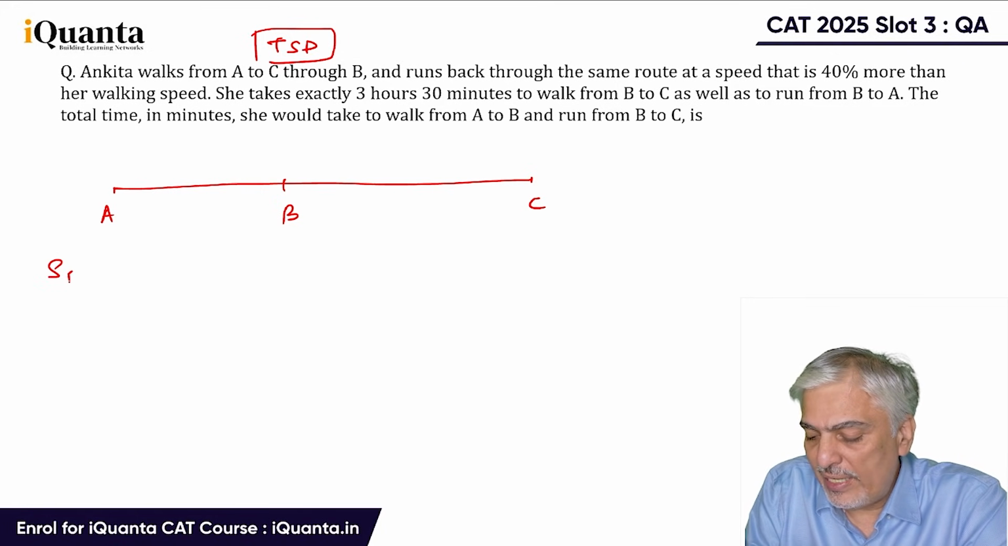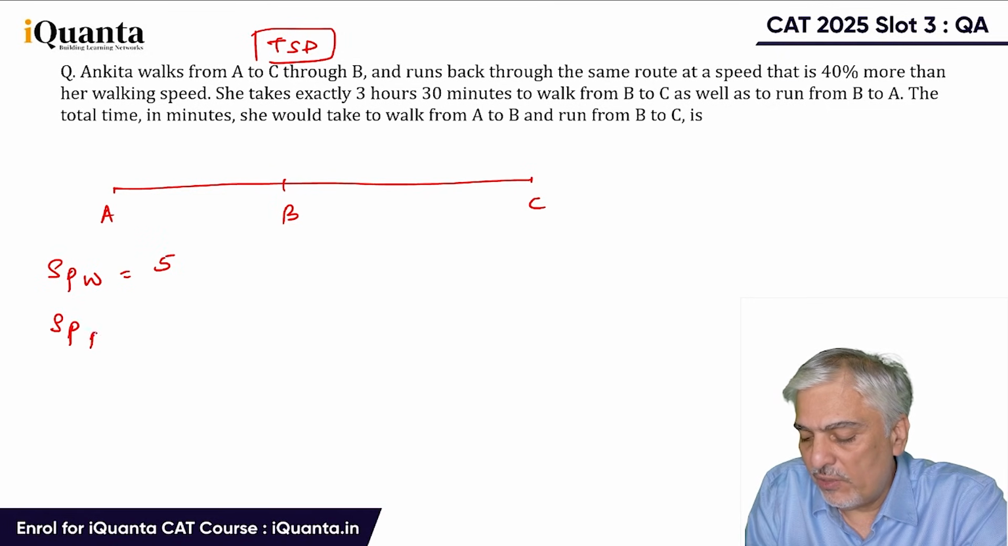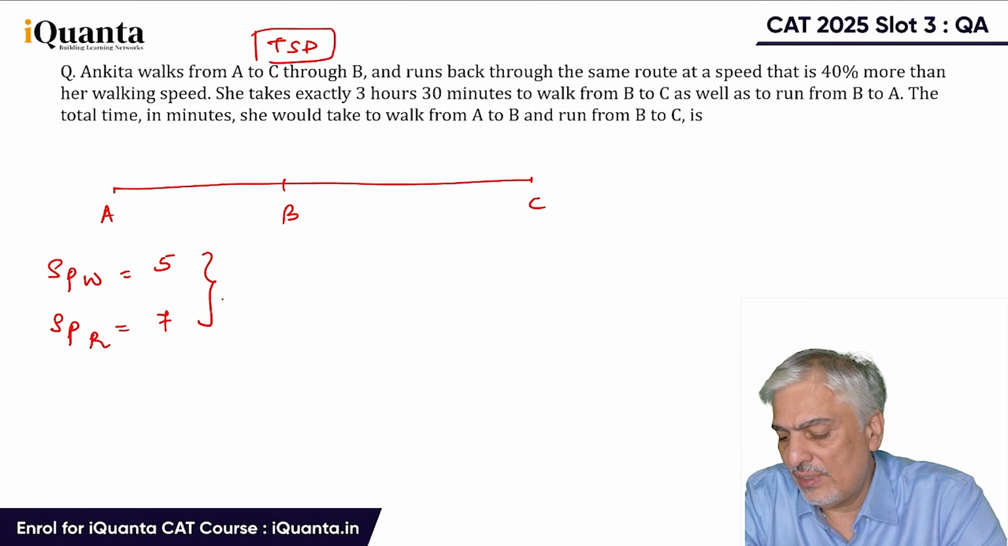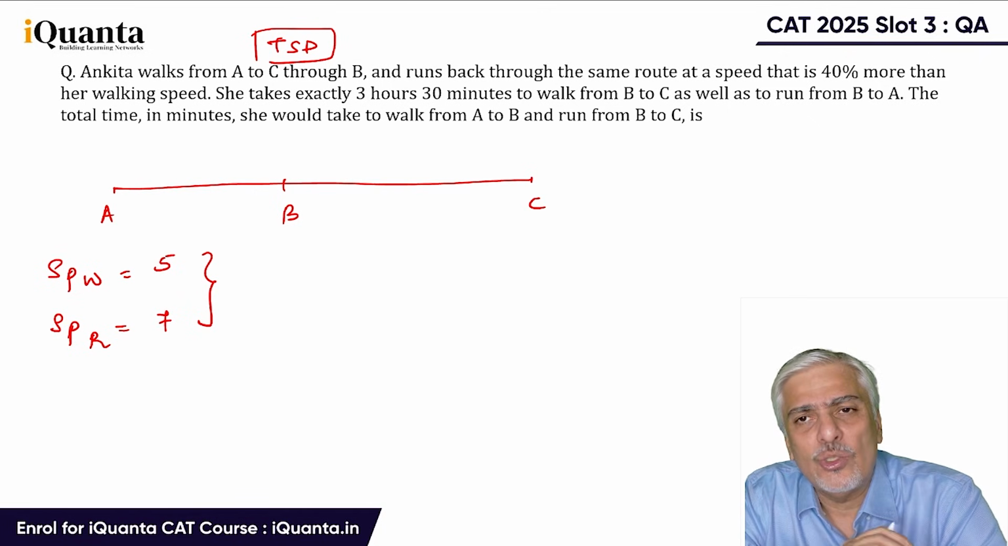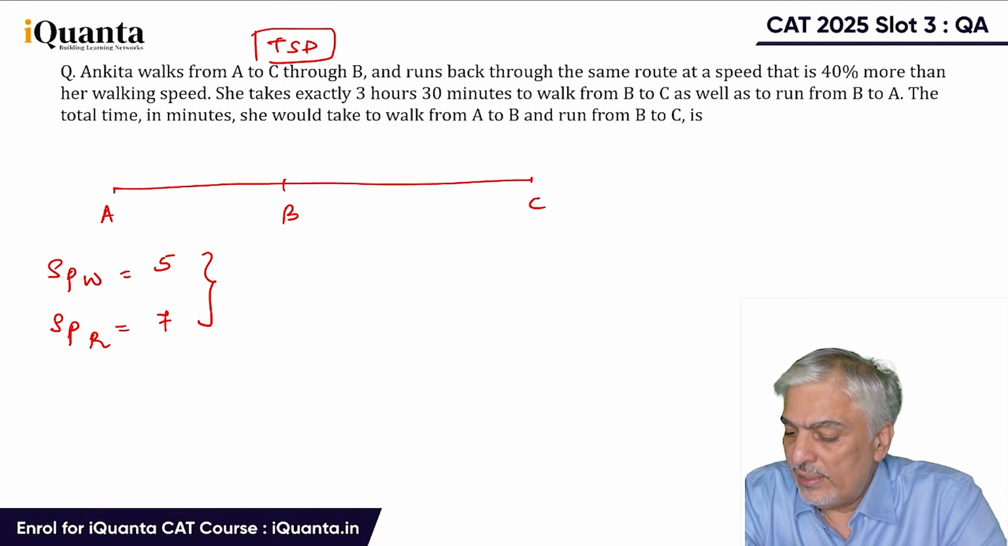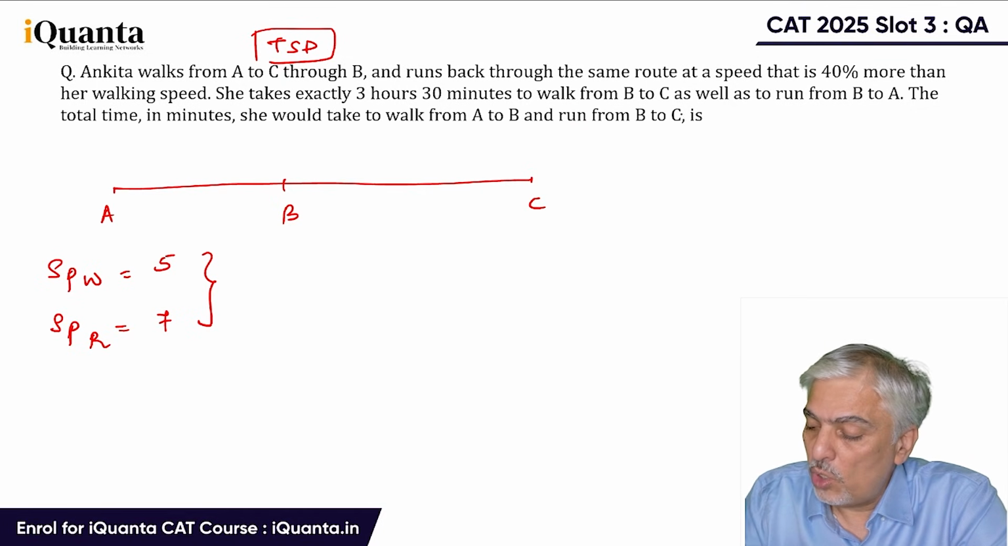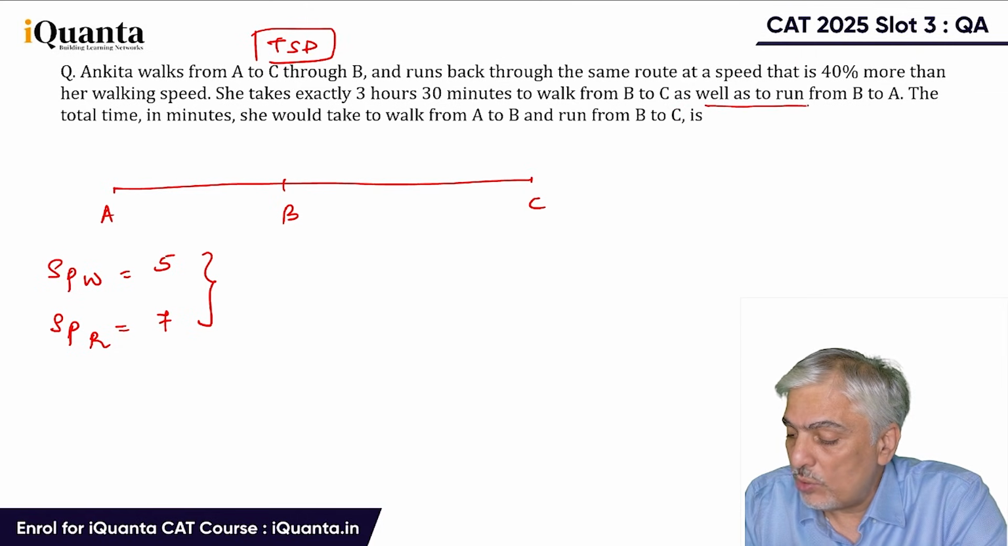So if I take speed of walking as 5, I can take speed of running as 7. So 5 and 7, these are just units I've taken, no minutes, no kilometers per hour, nothing. Now, she takes exactly 3 hours 30 minutes to walk from B to C, as well as to run from B to A.